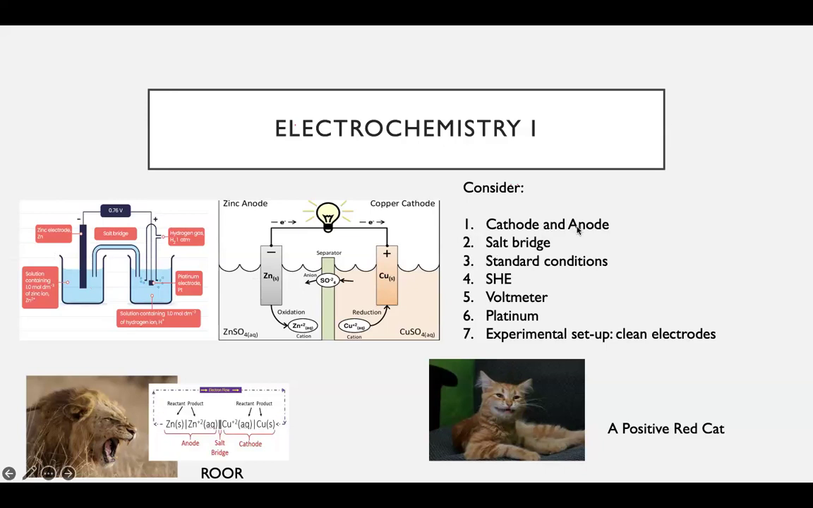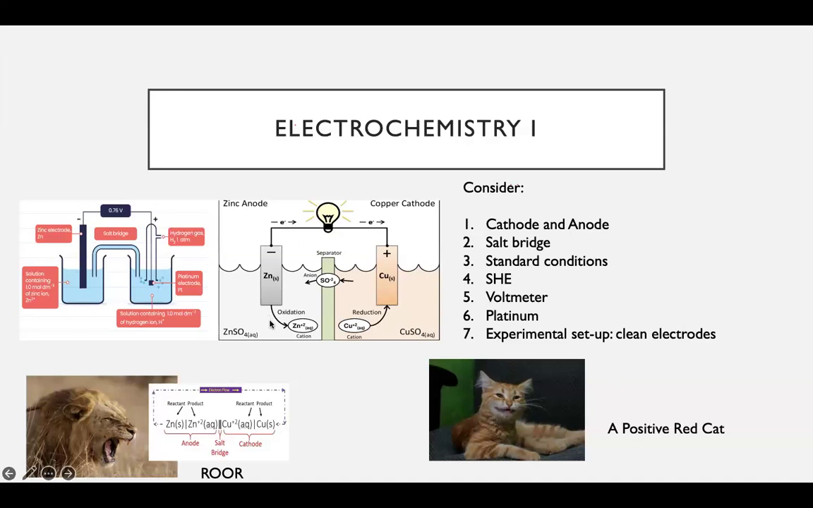So let's talk about a few more things. The cathode and the anode. This is a way you're going to remember that: a positive red cat. So this is just a picture, the way to remember that. The cathode is always the site of reduction, okay? And the anode is always the site of oxidation.